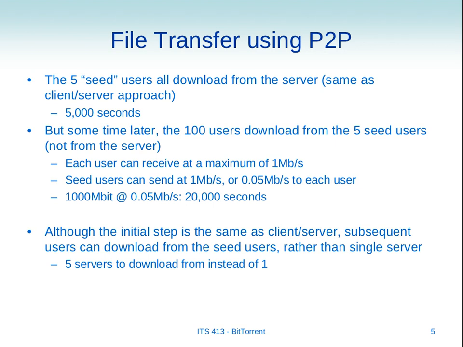So same scenario, 5 users download the file at the start, all from the one server. Therefore, it's going to take the same 5,000 seconds per user. Client 1 downloads, takes 5,000 seconds, 2, 3, 4 and 5. So that's the same as the previous case. But what's different now is that these next 100 clients, instead of contacting the server, contact one of the clients that already has it. One of these seed clients.